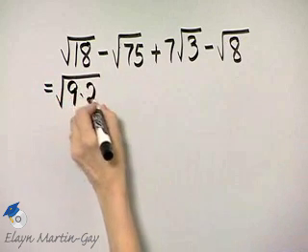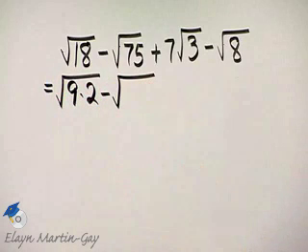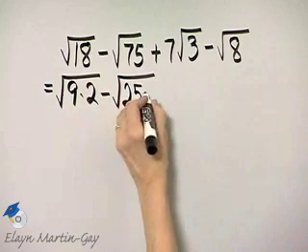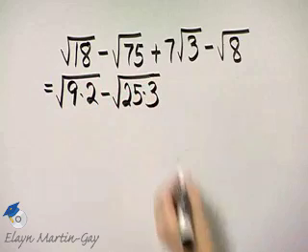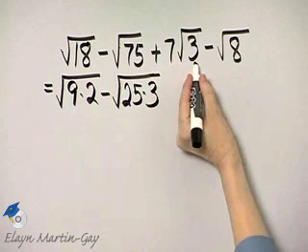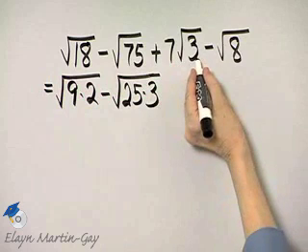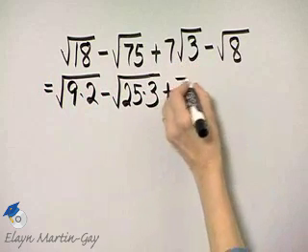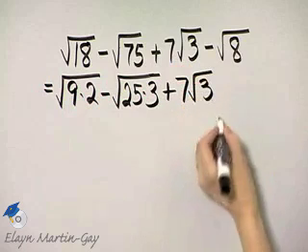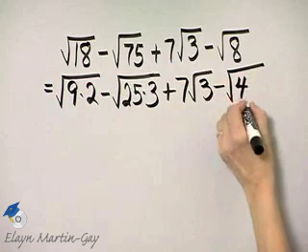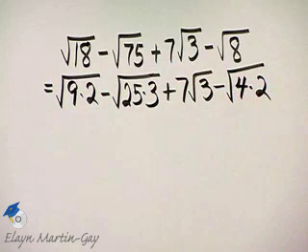18 is 9 times 2, minus the square root of 75. In 75, there is a perfect square factor of 25, and 75 is 25 times 3. Now, 3 has no perfect square factors other than 1, of course, so I simply rewrite that. It is simplified. And then 8 is 4 times 2, and 4 is a perfect square factor.